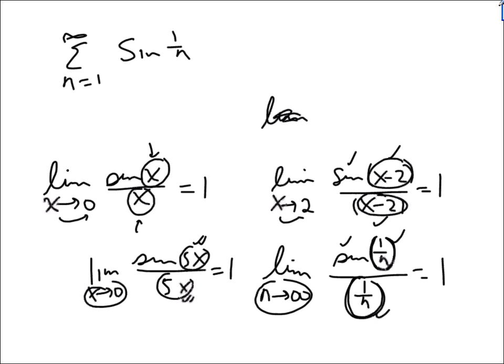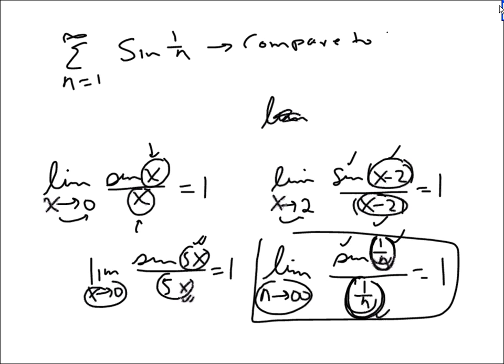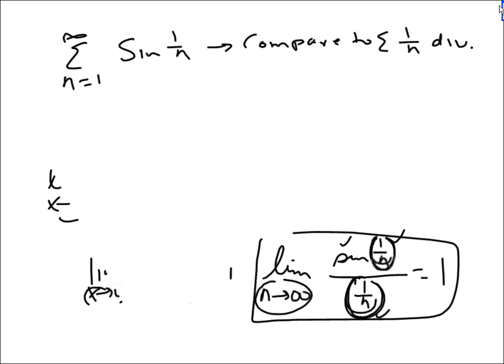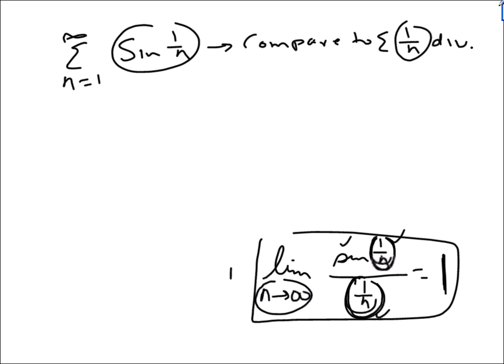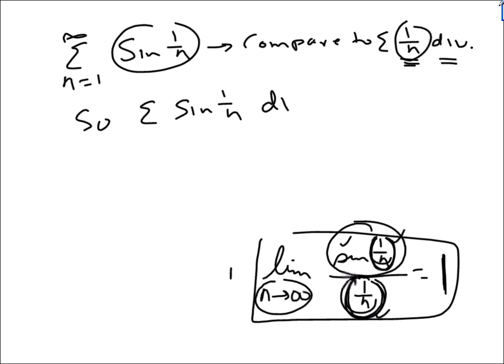If I let n go to infinity, these go to 0. This is 1. This is 1. So, I am going to compare to 1 over n, which diverges. And then, actually, I don't have to write anything else. It's all on the board. Since that limit is 1, that is the limit as n goes to infinity of this over that is 1, and 1 is positive and finite. I know that the top series and the bottom series either both converge or they both diverge. But I know that when I'm comparing, the two diverge. So, the summation of sine 1 over n diverges.